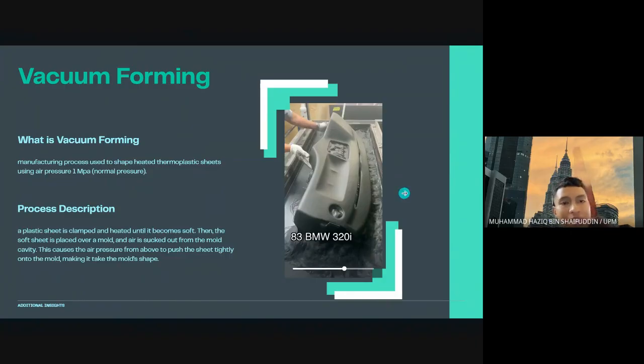So what is vacuum forming? It is a manufacturing process used to shape a heated thermoplastic sheet using air pressure of around 1 MPa.